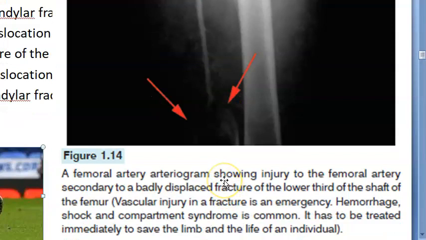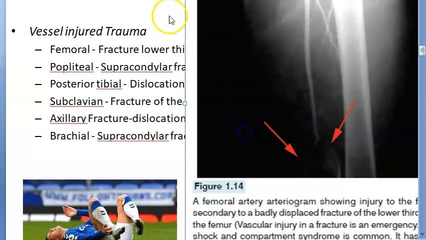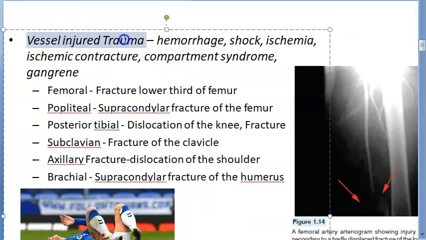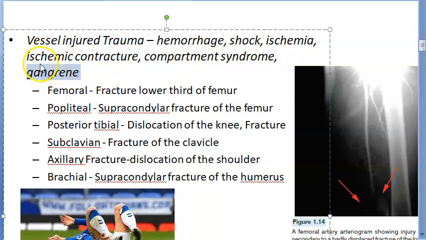Just because of vascular injury, there can be hemorrhage. Obviously, you know this, hypovolemic shock, etc. Compartment syndrome can happen because of the accumulation of metabolites within the fascia. They're saying that this has to be treated immediately. You got a lot of information from this diagram, which tells all the problems that can happen because of vessel injury: hemorrhage, shock, ischemia, ischemic contracture, compartment syndrome, even gangrene because of this ischemia, isn't it?